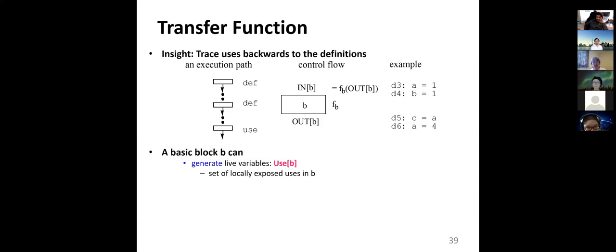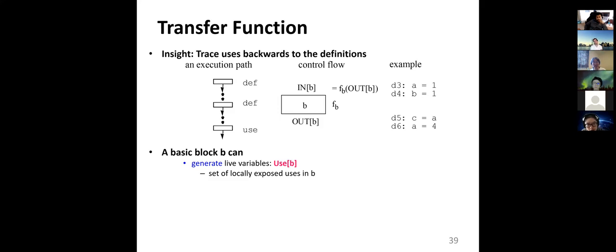So essentially that's my transfer function. But remember the transfer function we need, remember we had gen and kill set. Right now they're going to be similar sets, they just got slightly different names. The gen set is now called use, right? Which is a set of locally exposed uses. Before it was a set of locally exposed definitions. Now it's a set of locally exposed uses in B.